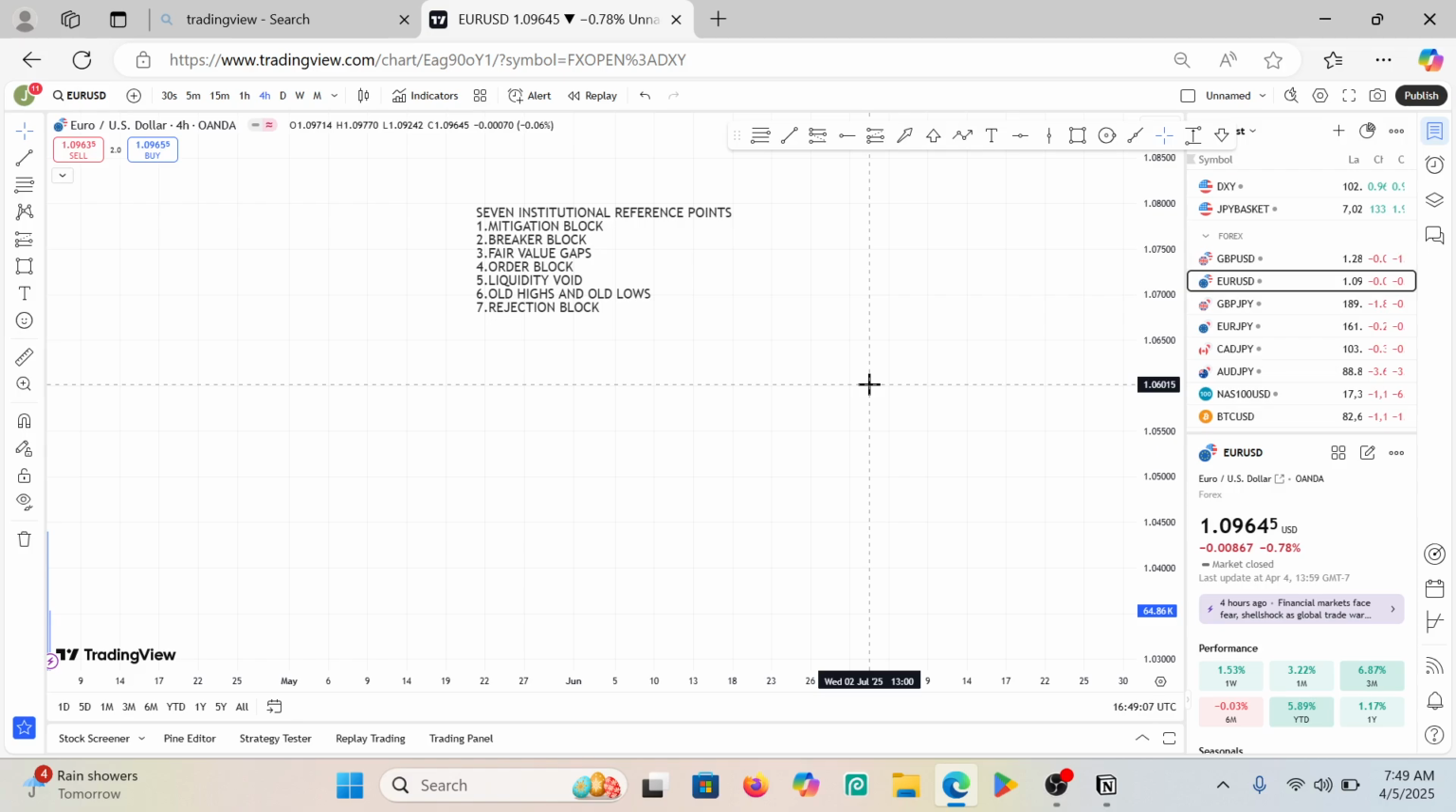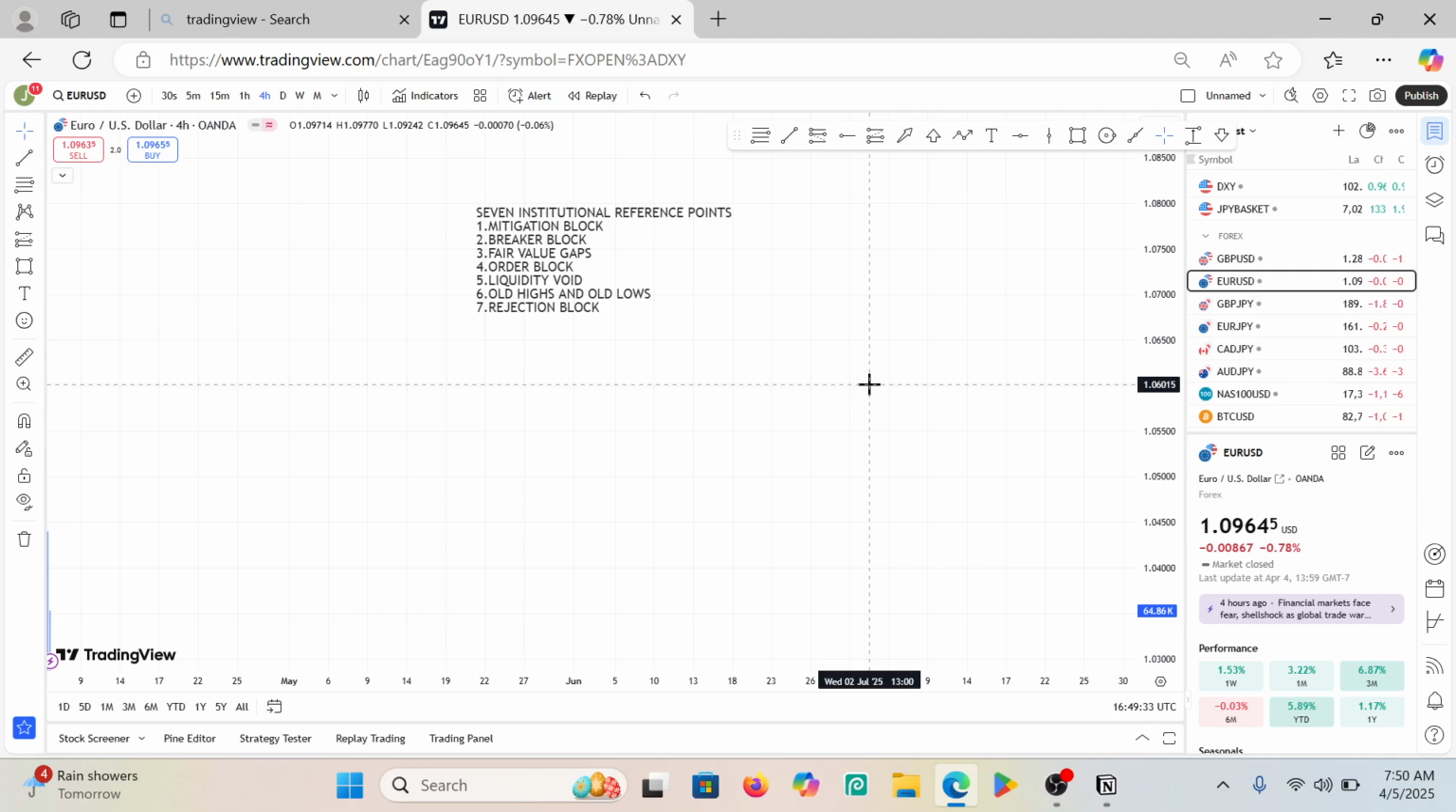So today I'm going to teach you about the 7 institutional reference points. These are the footprints of the institutions, how they take their orders in the market, either a buying order or a selling order.